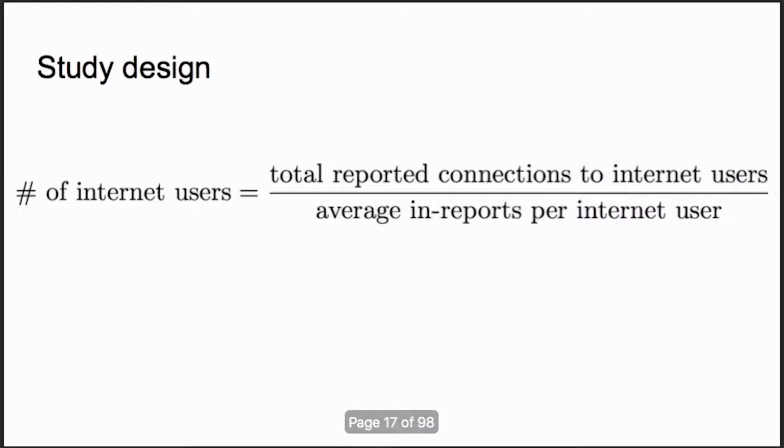The intuition here is that just adding up the total number of reported connections to internet users would produce a number that's too big, because each internet user can potentially be reported more than once. To account for that, you have to adjust by the average number of times each internet user can be reported. Can you go back one slide?